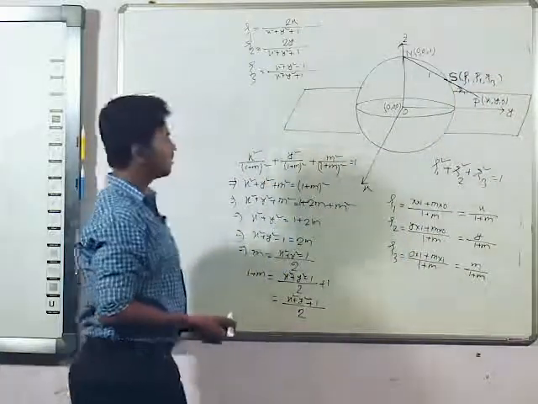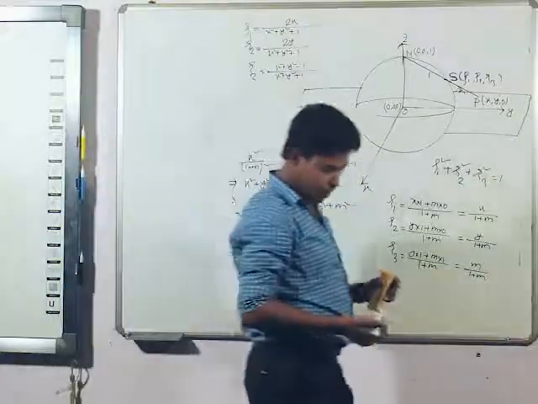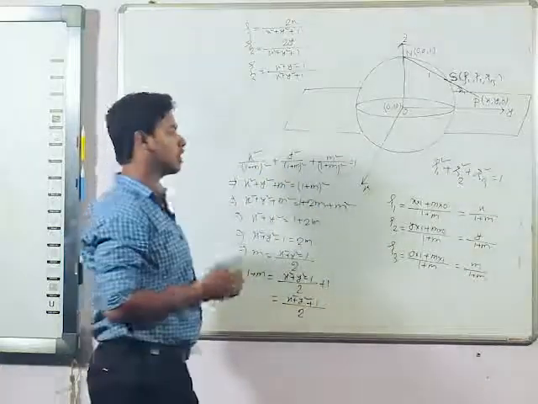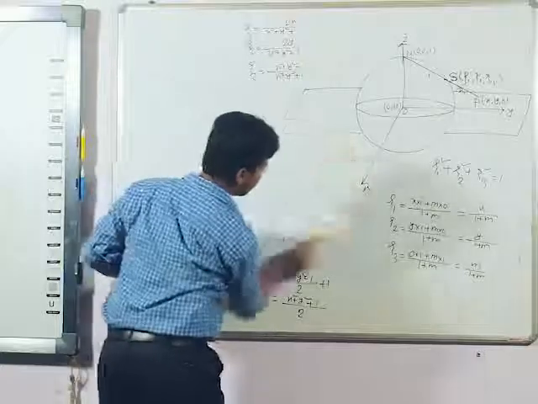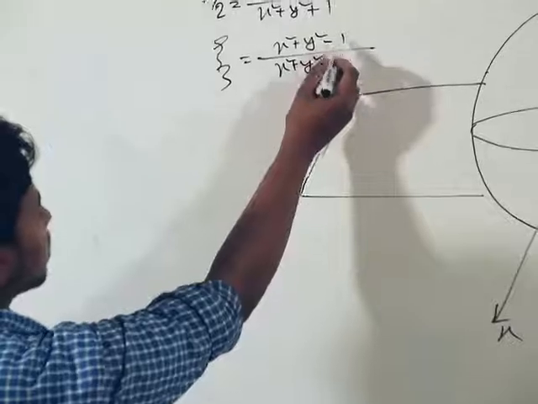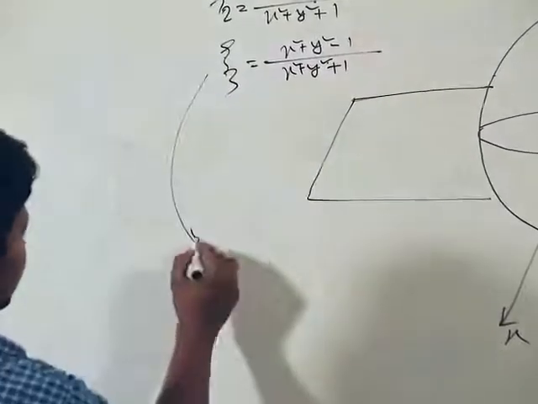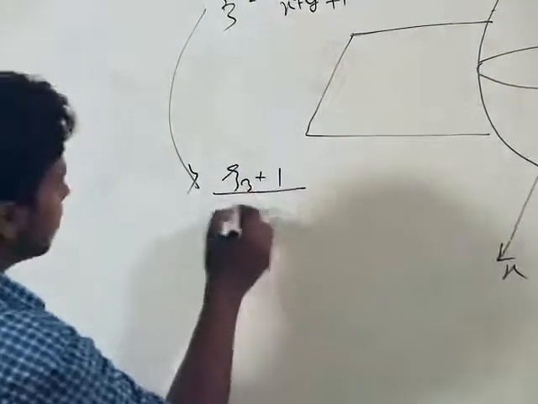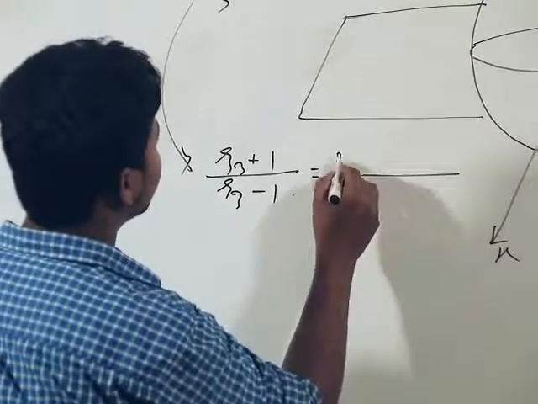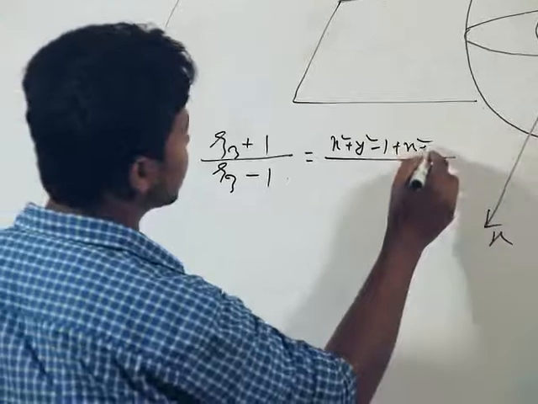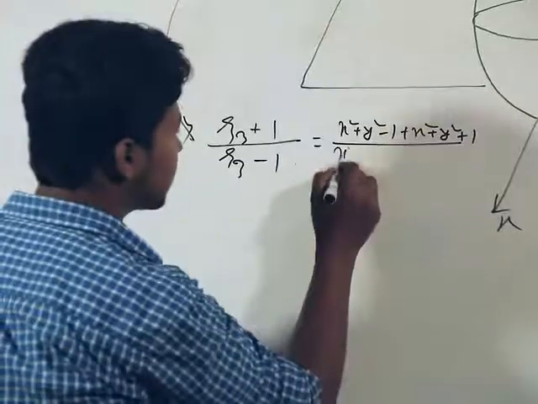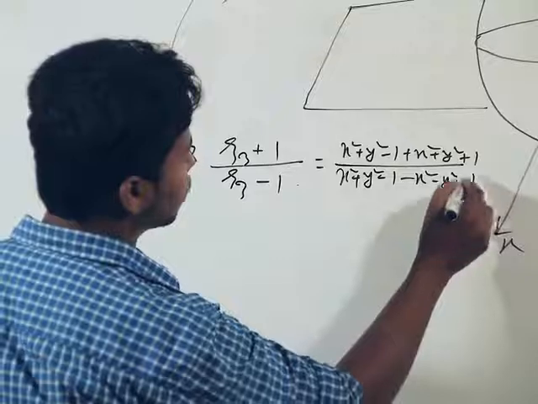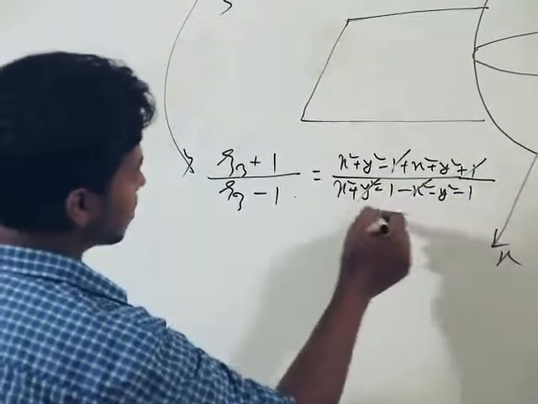Now we find the converse part, that is any point on unit sphere, we get the value of x and y on R2. So if we simplify, xi3 equal to x square plus y square minus 1 by x square plus y square plus 1, right? Then xi3 plus 1 by xi3 minus 1 means x square plus y square minus 1 plus x square plus y square plus 1 by x square plus y square minus 1 minus x square minus y square minus 1. Cancel out 1 minus 1, x square, y square.